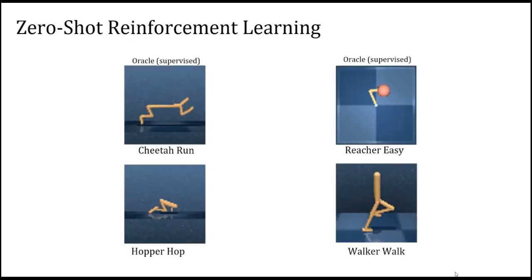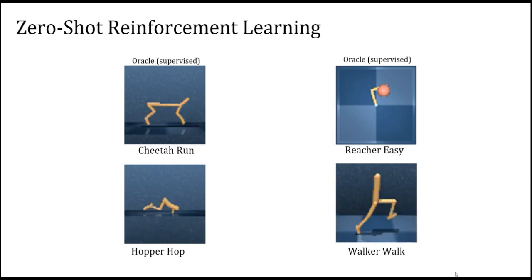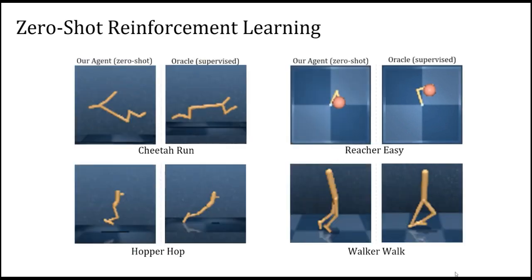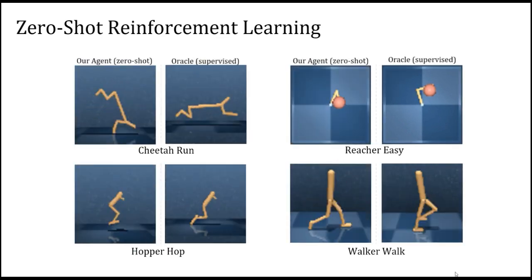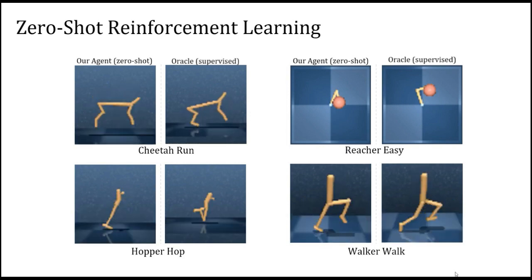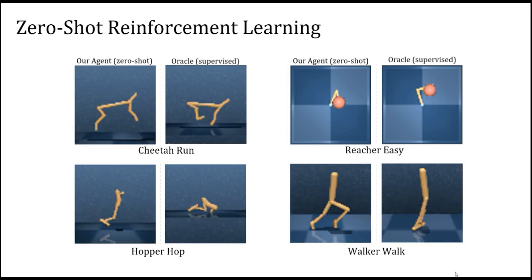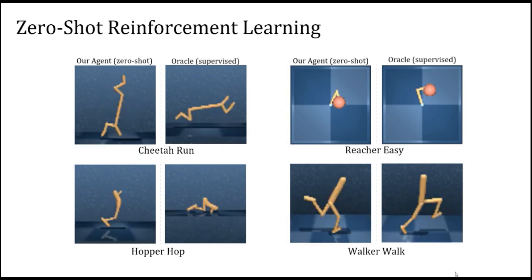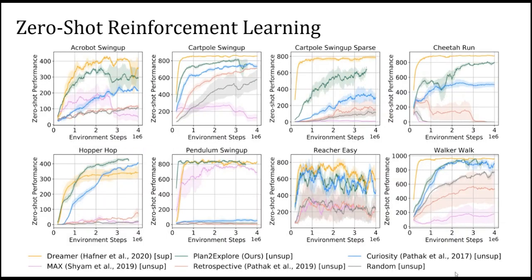We will now look at solving new tasks in a zero-shot fashion. We first show the behavior learned by the supervised oracle on these tasks, followed by a zero-shot agent. We see that even though our agent is not allowed to practice the new task, it is able to learn effective policies that solve the task in a zero-shot fashion.